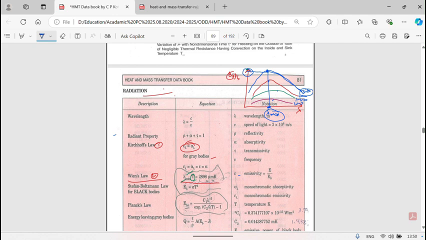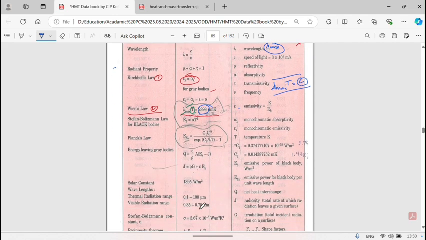So Wien's law deals with the relationship between the wavelength, called lambda max, at which the given temperature gives the maximum emissive power, and a constant. So lambda max into T is equal to a constant. That constant is nothing but 2898 micrometer Kelvin. Then the third law is called Stefan Boltzmann's law.